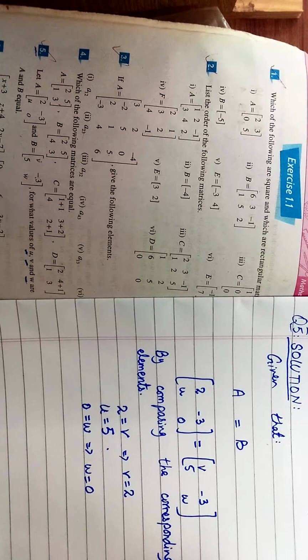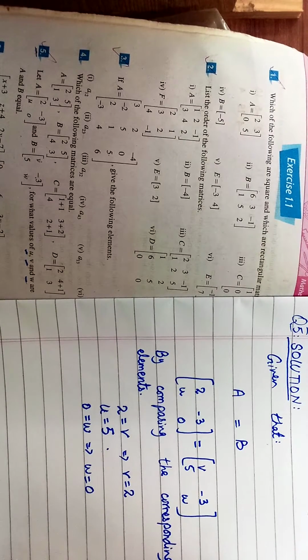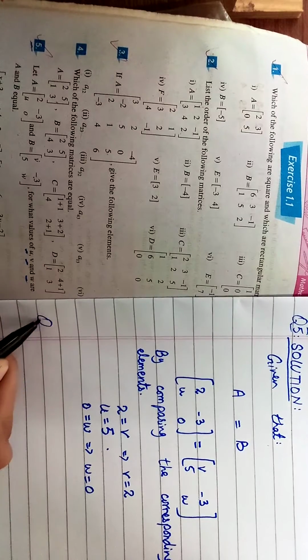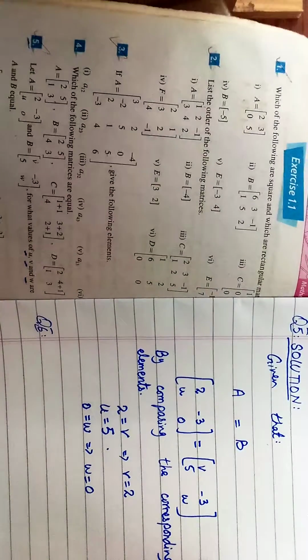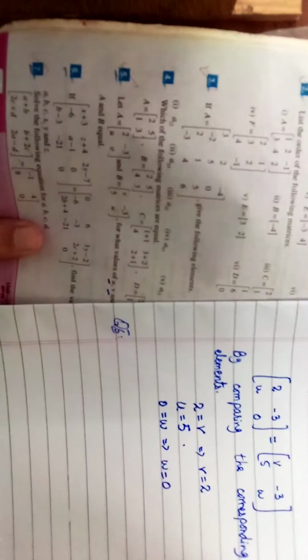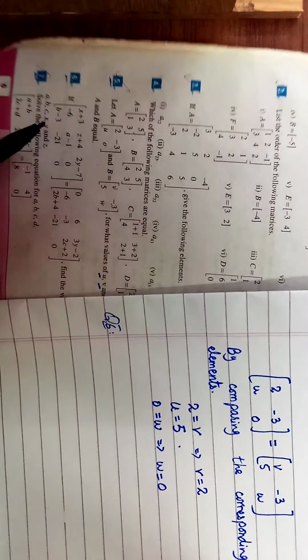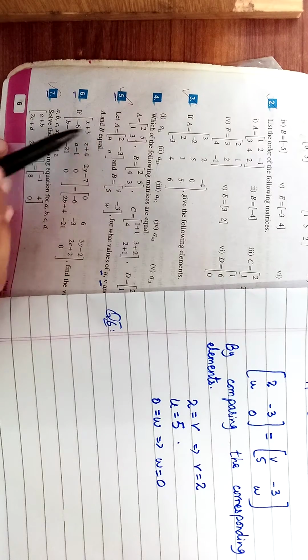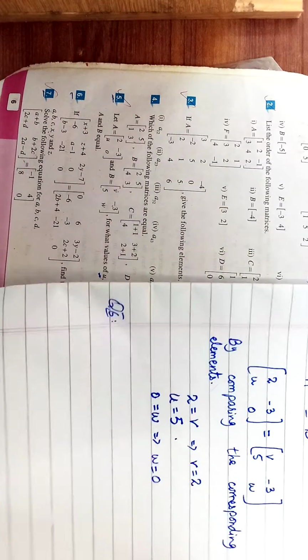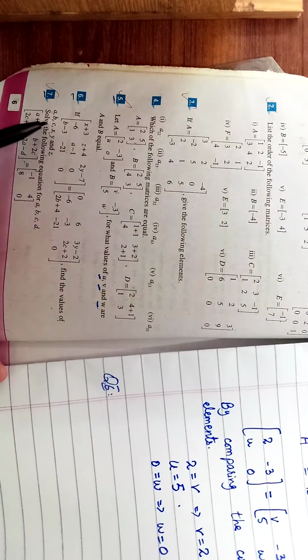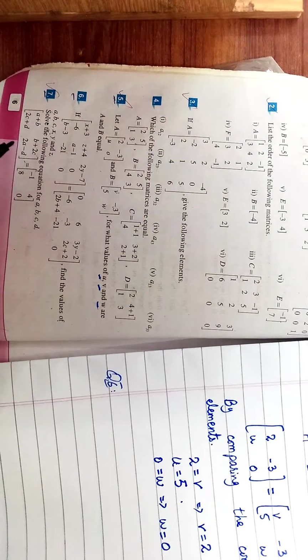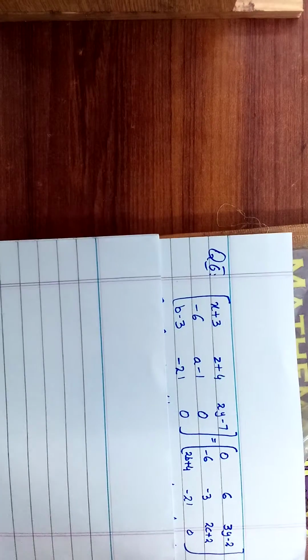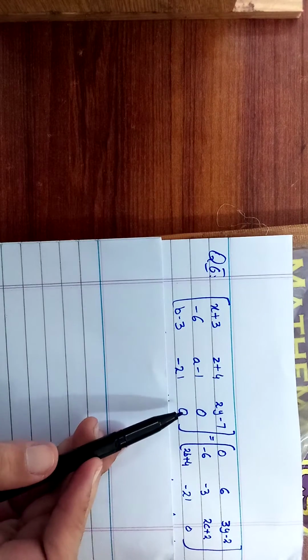Now we will start its next question, that is question number 6. So question number 6 is, let's have a look at it. If the first matrix is equal to the second matrix, then find the values of a, b, c, x, y and z. So we will start it. Okay, so the question has been started.